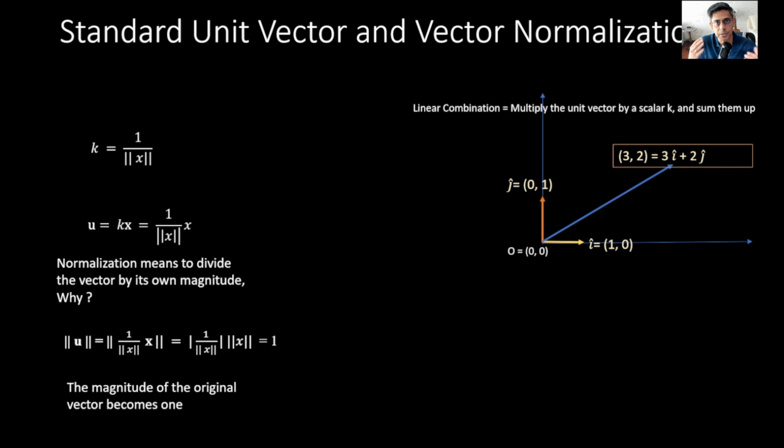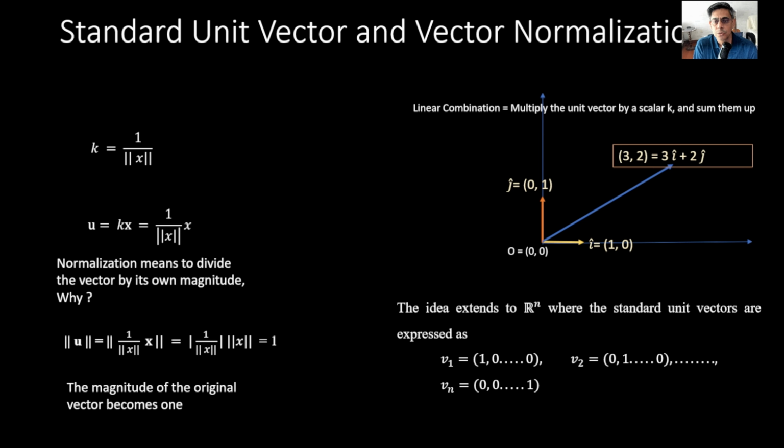A linear combination will give you the entire range of vectors by just multiplying the vectors by a scalar number and then adding them together. This is called a linear combination. So this idea seamlessly extends to n dimensions, where you can see that v1 to vn can be represented by their unit vectors like this: 1 0 0, 0 1 0, 0 0 1.